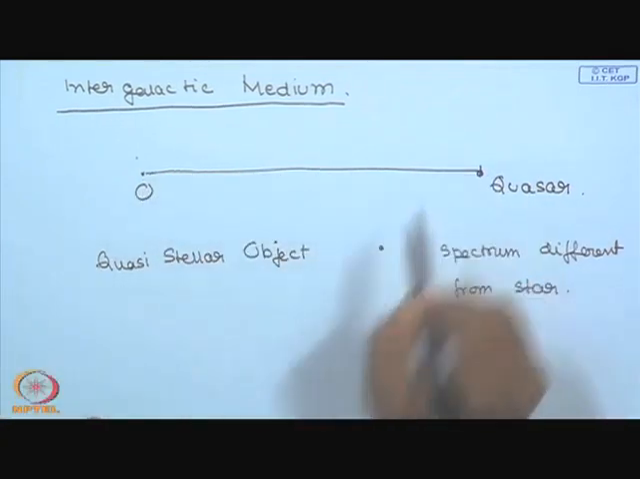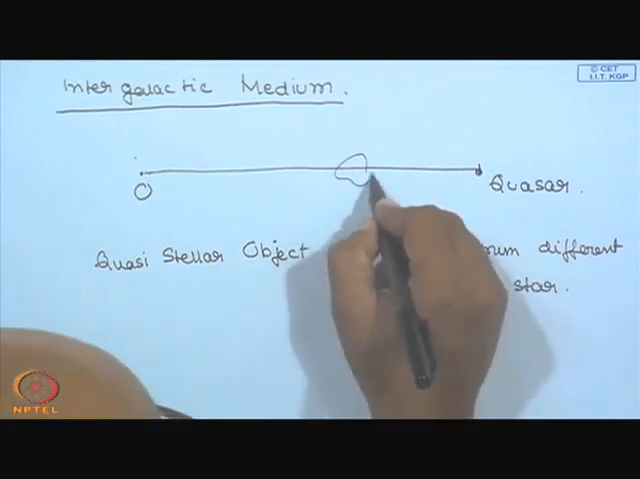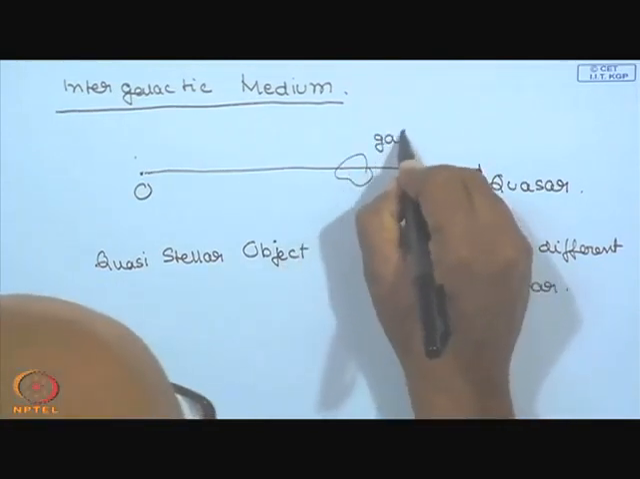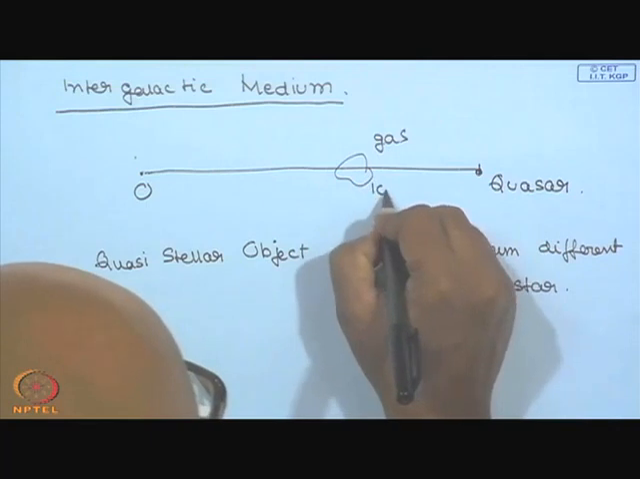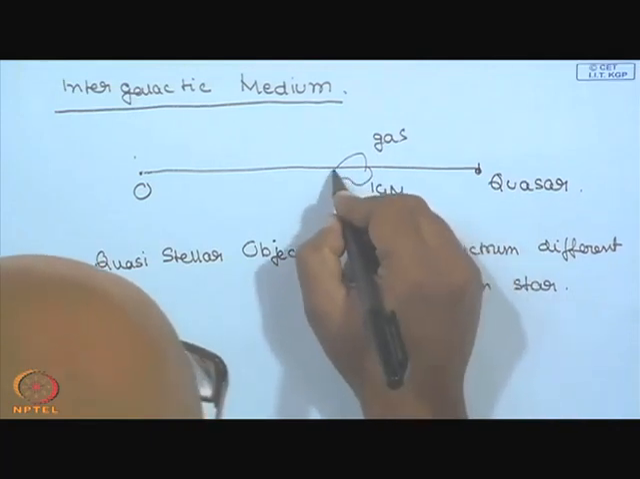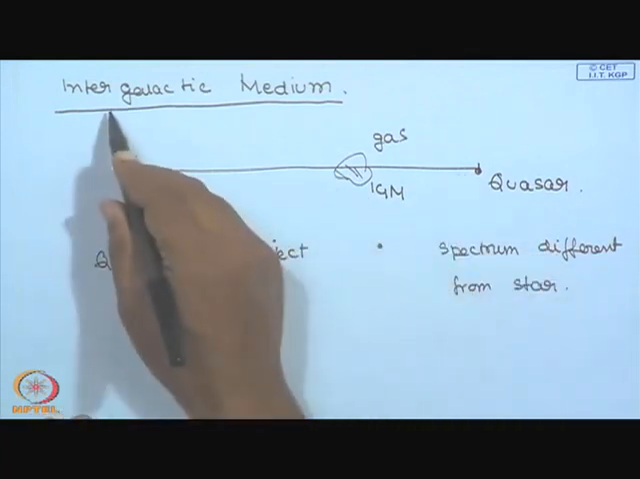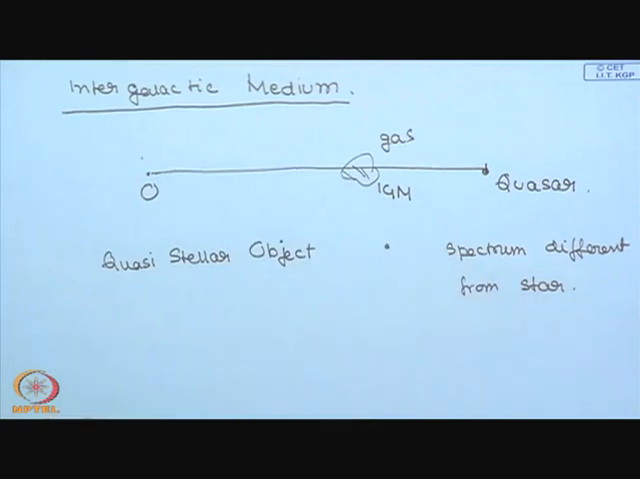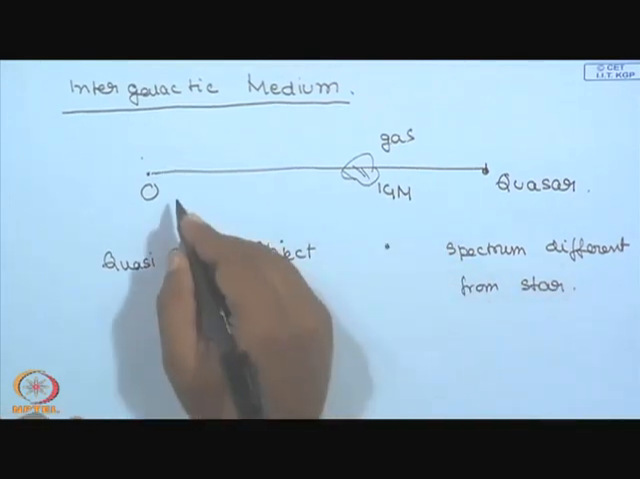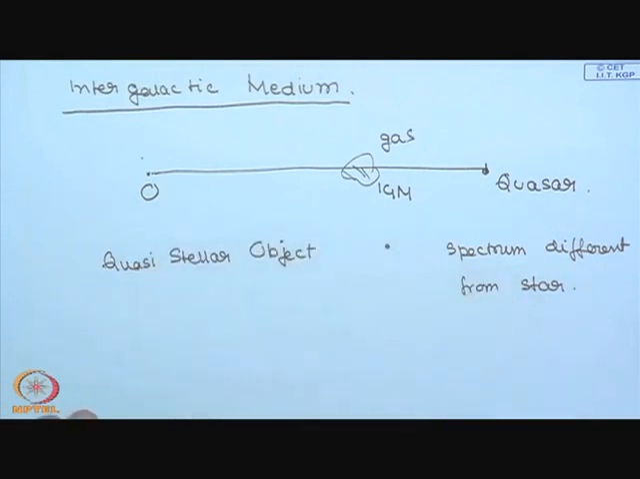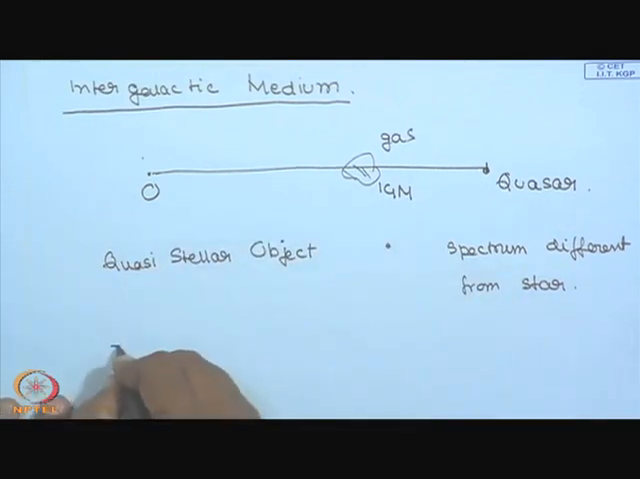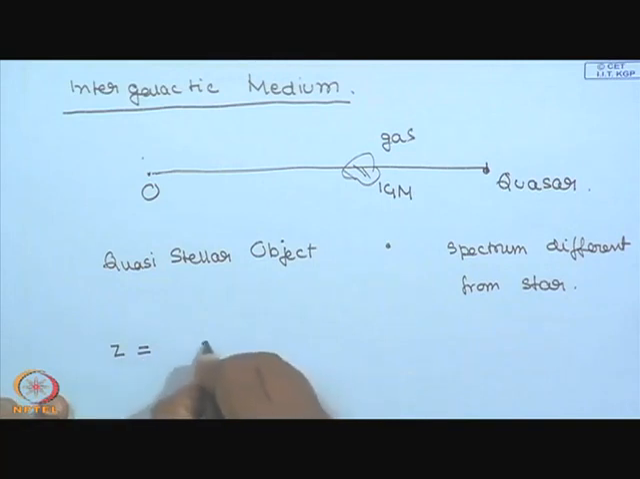So, this is a very bright object over here, and if you look at the light coming from it, and there is some gas over here, the IGM, the intergalactic medium, then the gas will produce absorption lines in this quasar spectrum, and you will be able to find out what is there in the intergalactic medium. Now people have been carrying out observations of the IGM in the redshift range 2 to 3.